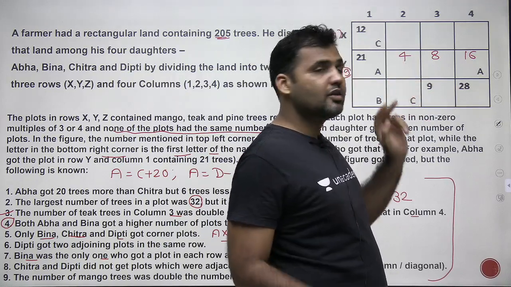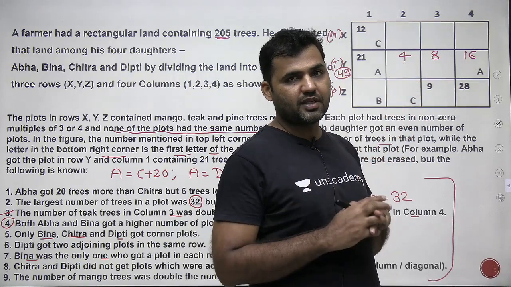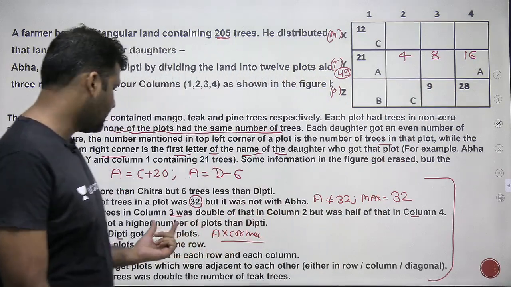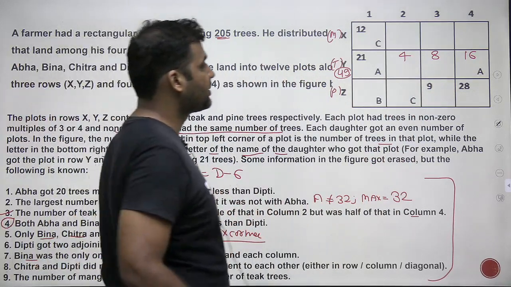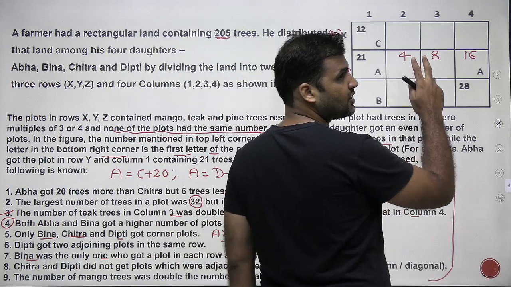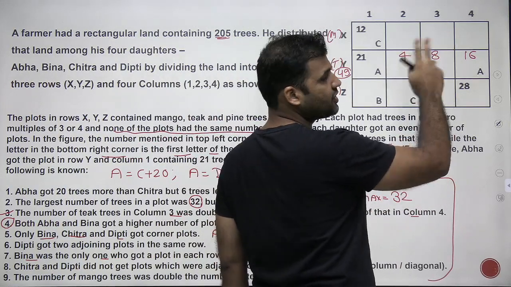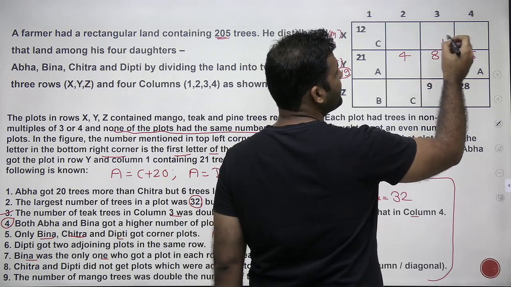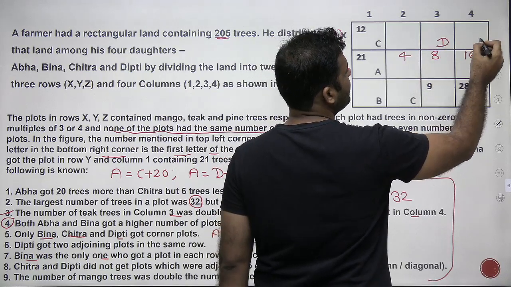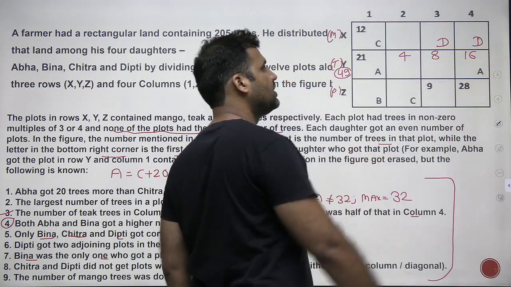So I'm also supposed to assign a corner plot to Dipti, as per the statement mentioned over here that B, C, D are getting the corner plots. So can I say that if I want to assign two adjacent plots in the same row, this is the only option left with me? Can I say these two plots must belong to Dipti?